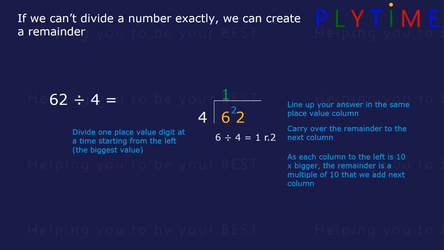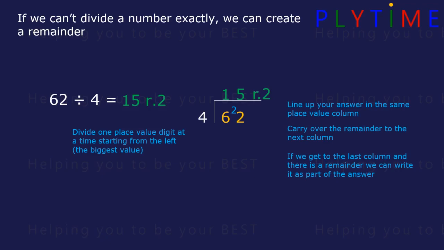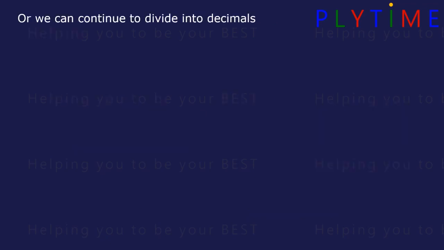As each column to the left is 10 times bigger, the remainder is a multiple of 10 we add to the next column, so the next column becomes 22. And 22 divided by 4 equals 5, 5 fours are 20, with a remainder of 2. So our answer is 15, remainder 2. With short division, everything is within your times tables. Or we can continue into decimals.